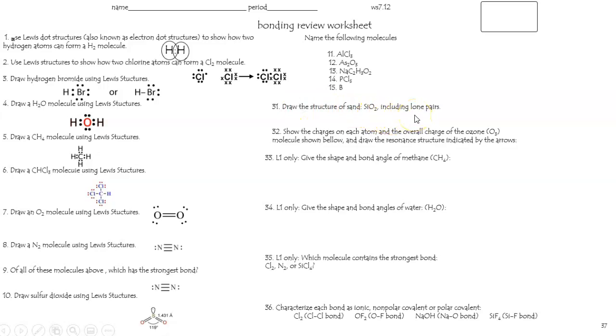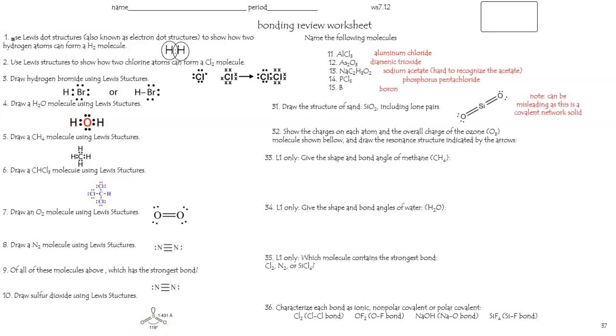SiO2, we better draw the structure of it. We will treat silicon just like carbon since it's right underneath. 4 bonds, no lone pairs. And we'll connect it to oxygen. So we better use 2 double bonds and 2 lone pairs on each.